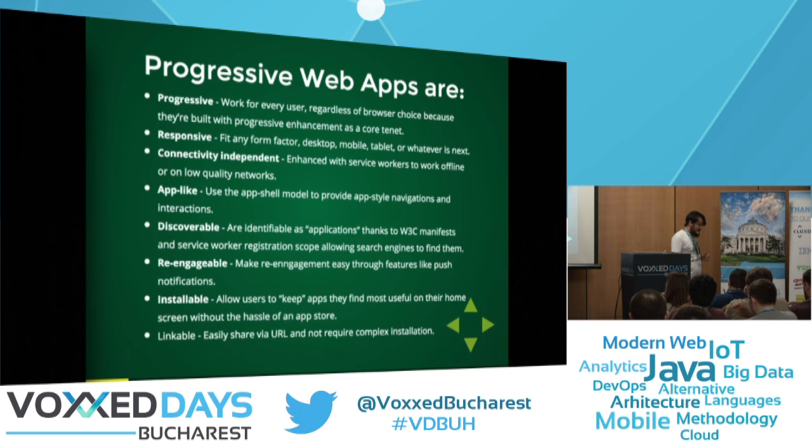They should be discoverable, and this relates to the low-friction environment of the web. It should be easy for a user to discover your applications via search engines, via sharing links with friends. And it should be a one-click experience to actually get to your app. They should be re-engageable. They should make use of push notifications in order to engage with the user. And of course, they should be installable. Users should be able to keep the apps they find useful on their home screen. And they should be linkable so that you can share URLs.